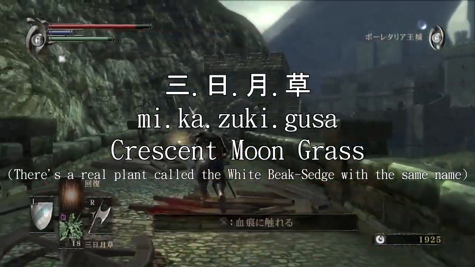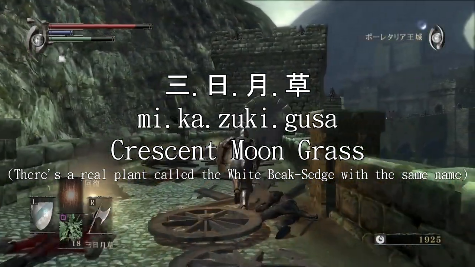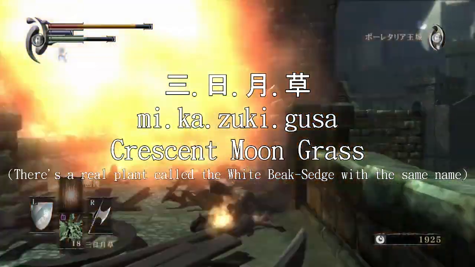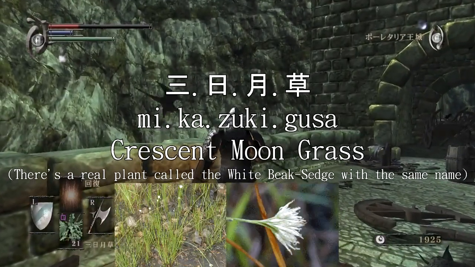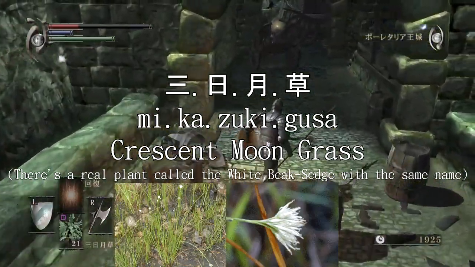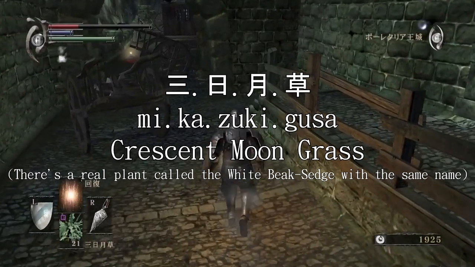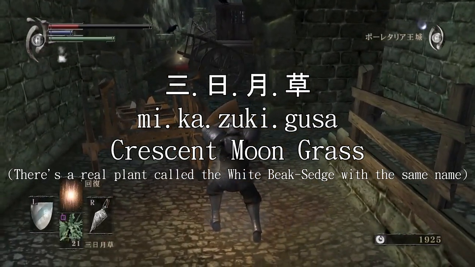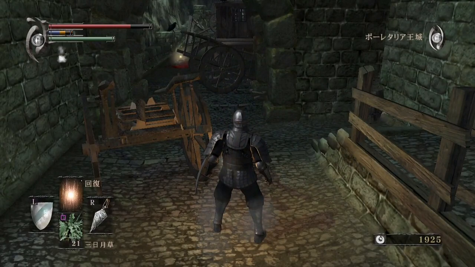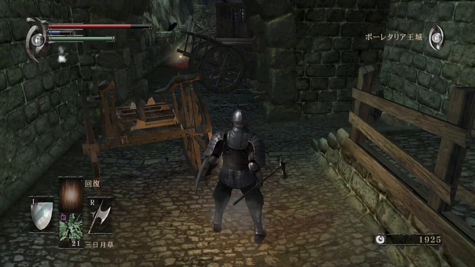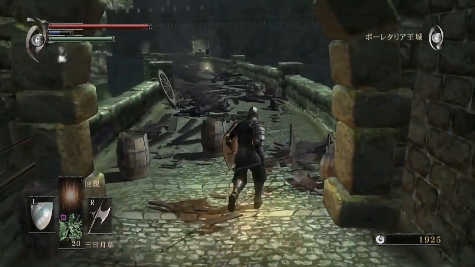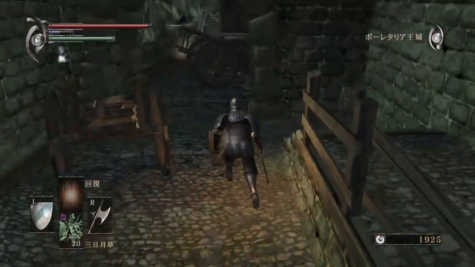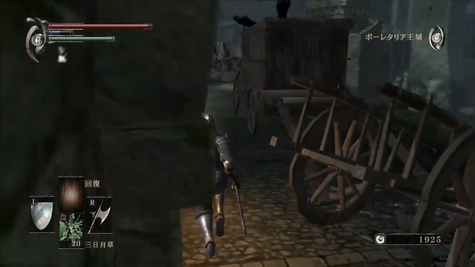Mikazuki Gusa. Crescent moon grass. So it turns out that there's a real plant that is called Mikazuki Gusa in Japanese. Although if you look at the art for the grass, it's clearly not the same plant. I don't know whether they found a plant called crescent moon grass and said, hey, let's name all our items after phases of the moon. Or maybe it was the other way around and they just thought that it would sound cool to have grasses that were different phases of the moon, and then it just turned out that there was a plant with the same name. But as far as I've been able to find, the other moon grasses are all fictional.